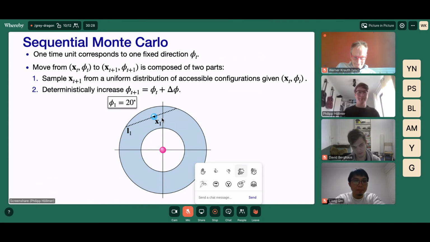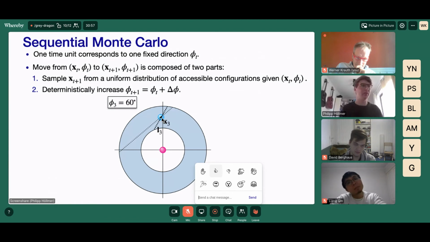And then we repeat basically. So now we have the new position x1 and we have the new line. We sample a new position on the line L1. So we get a new position x2, and then now we rotate again the line by 20 degrees. And we repeat. We sample a new position x3 on the line L2, and we rotate the line by 20 degrees. And this gets repeated indefinitely, and we will get very interesting trajectories out of that.